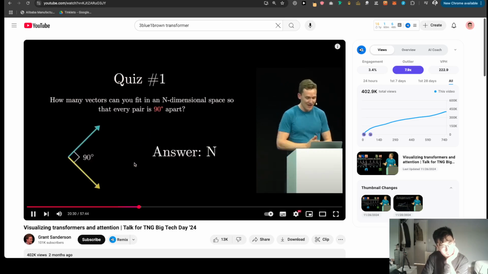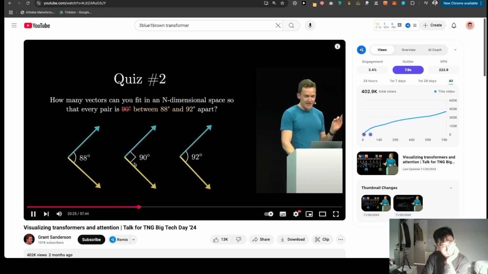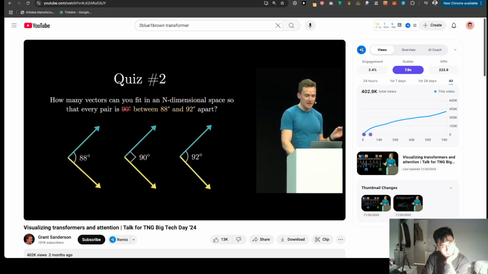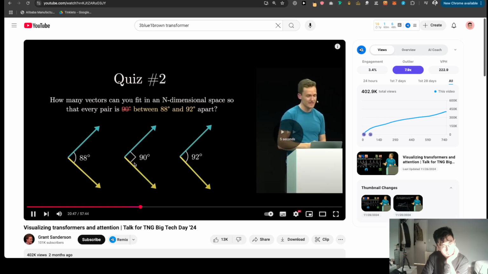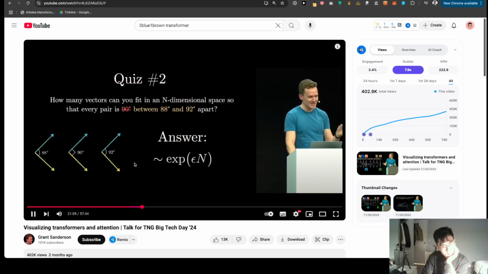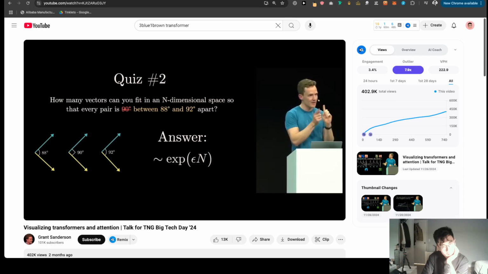A slightly related quiz, which is to say, how many vectors can you fit into an n-dimensional space, not so that every pair is perpendicular, but nearly so? In the case of say 1,000 dimensions or 10,000 dimensions. When I was playing with 100-dimensional vectors, I could definitely comfortably fit hundreds of thousands in that would be quite close to perpendicular to each other.